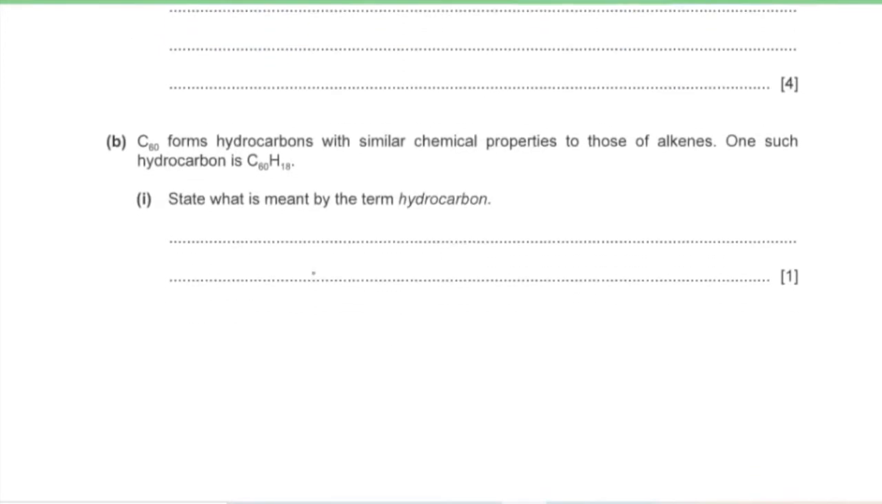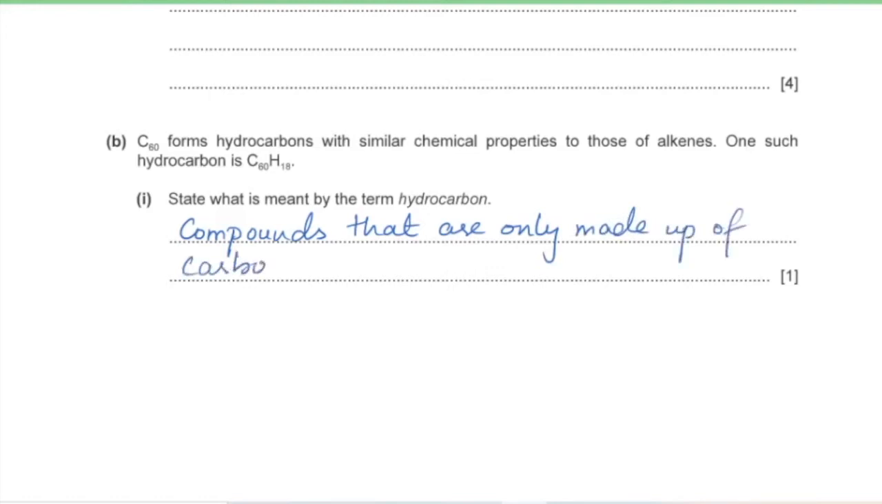Part B, C60 forms hydrocarbons with similar chemical properties to those of alkenes. One such hydrocarbon is C60H18. State what is meant by the term hydrocarbon. So these are compounds or molecules that are only made up of carbon and hydrogen atoms.